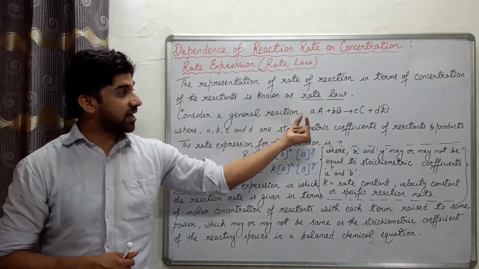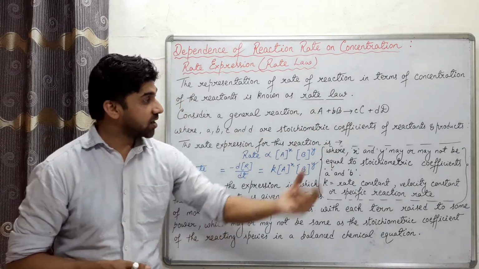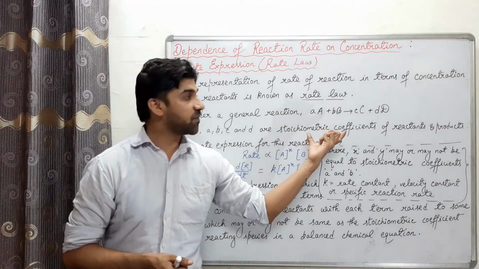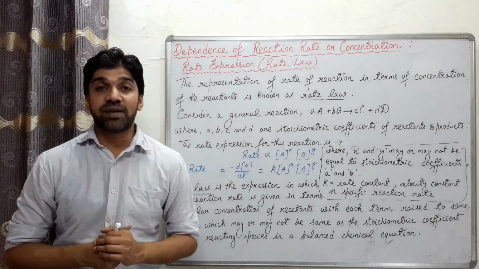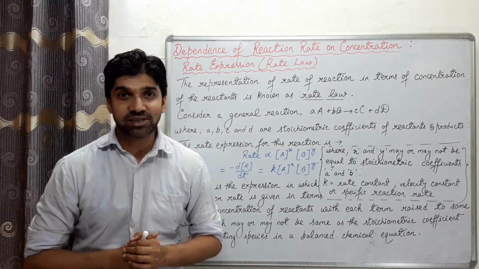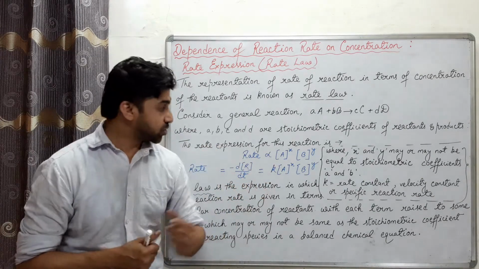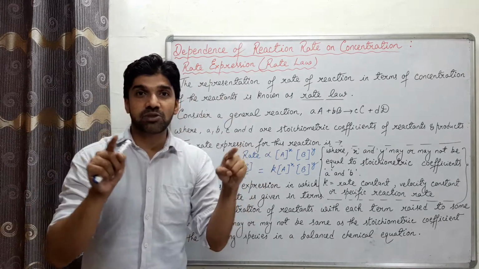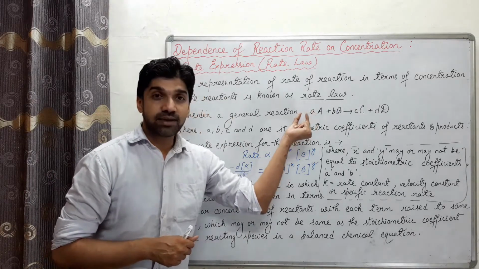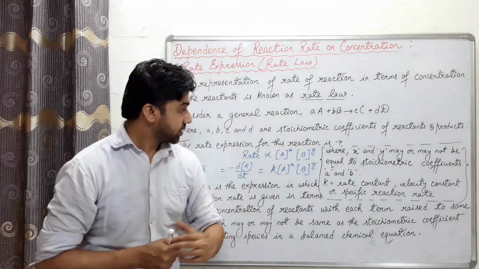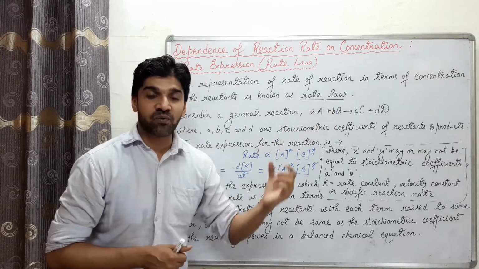Now in this reaction, what are the small letters a, b, c and d? ये क्या शो करते हैं बताओ? They are called stoichiometric coefficients of reactants and products. So for this reaction, if you want to express the rate law or the rate expression, then rate is directly proportional to the molar concentration. This square bracket shows molar concentration. Molar concentration of reactant A raised to some power x into molar concentration of reactant B raised to some power y.